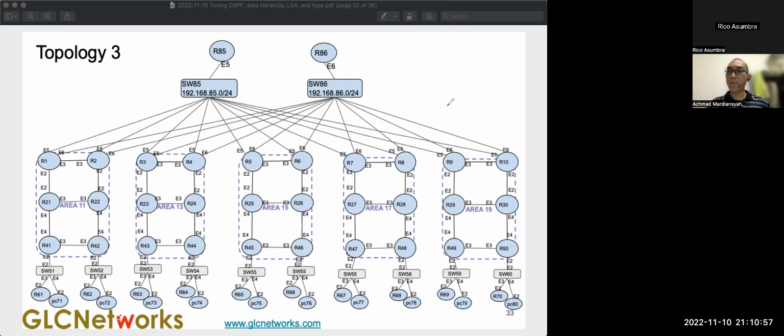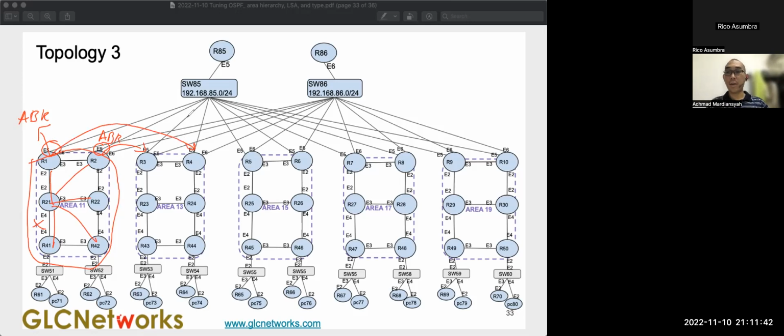Okay. So what's the benefit of using the area here? The benefit of using the area is to reduce the LSA. As I said, if one link here is down, then this router will send LSA to its own area. What about the other area? So that's why it's called the summary. So this router is called ABR. This is also ABR. So this router will send the summary of my own area to others.